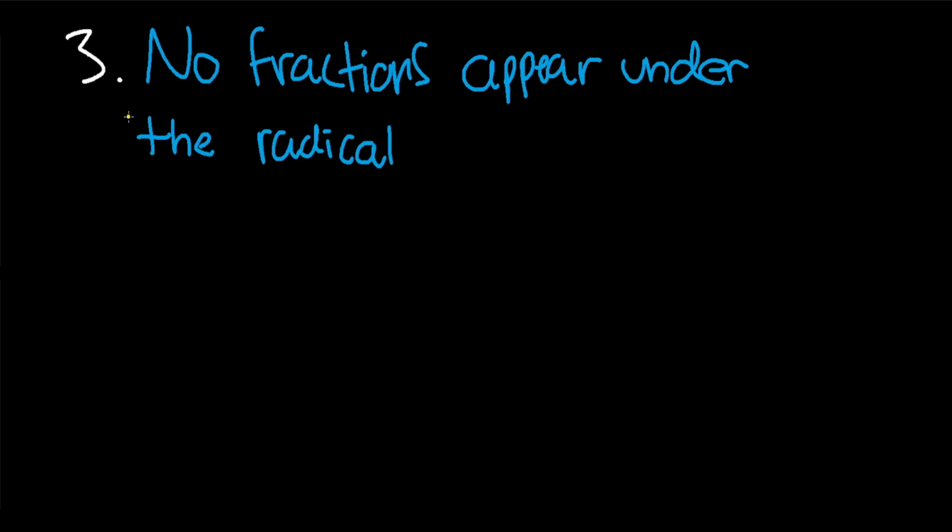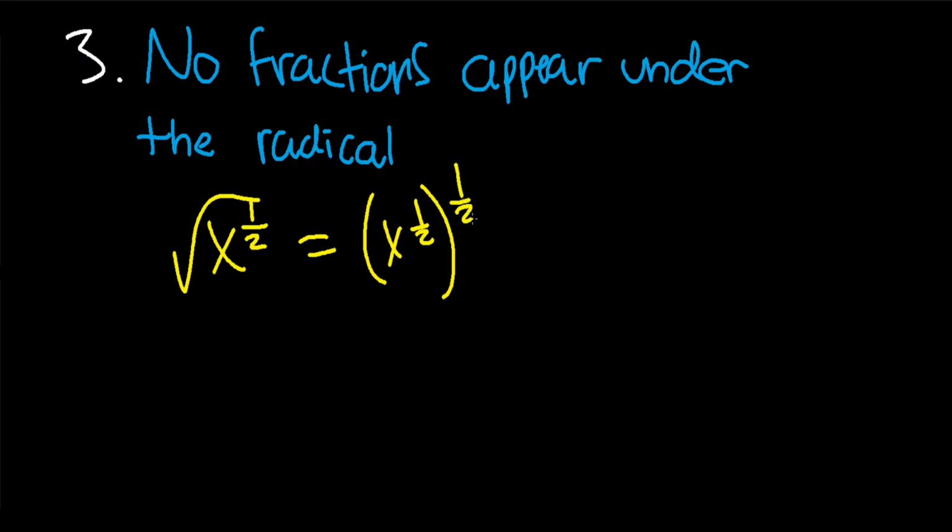Now for our third one for our simplified form, we need that no fractions appear under the radical. So for example, if we have the square root of x to the power of a half, that's not in simplified form. So we'd rewrite this as x to the power of a half, all to the power of a half, which equals x to the power of 1 over 4, which is just the fourth root of x. And now we have our simplified form.